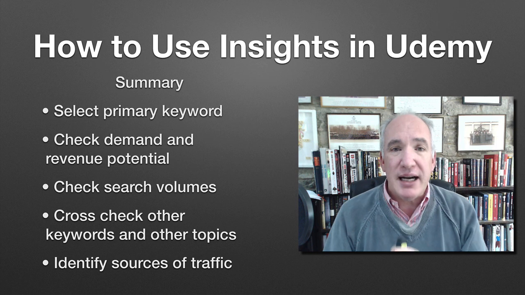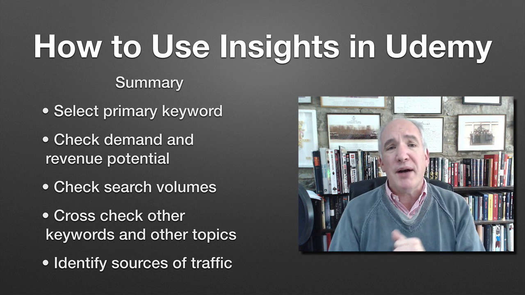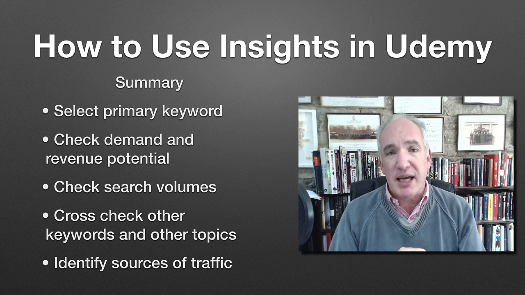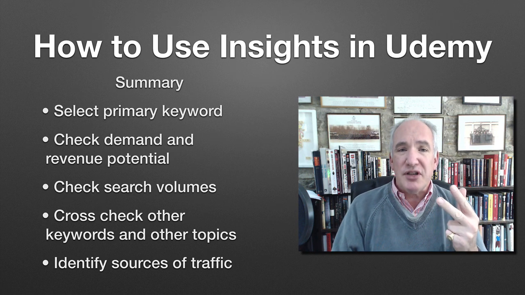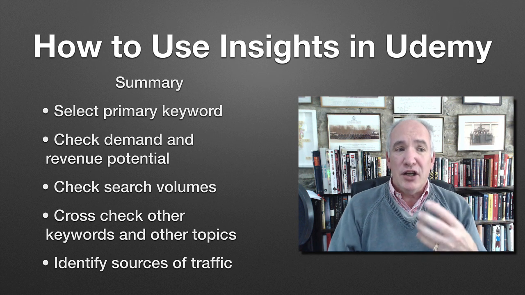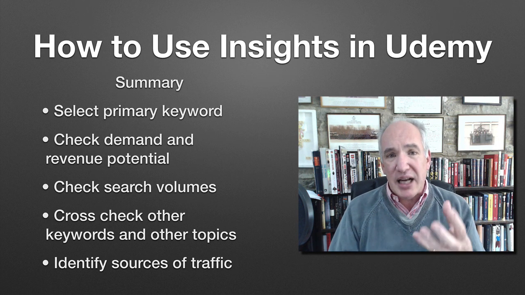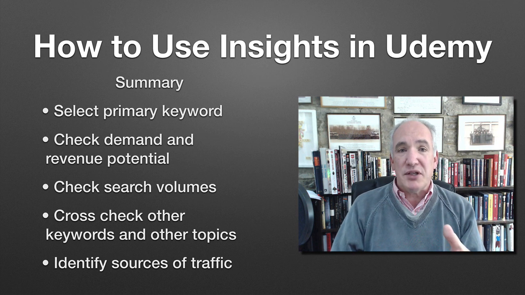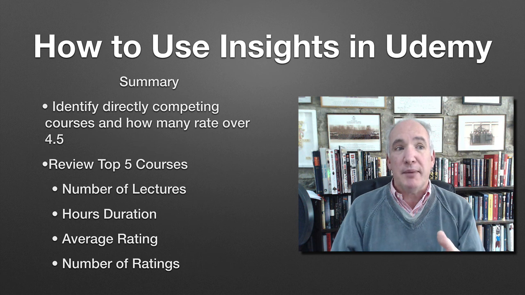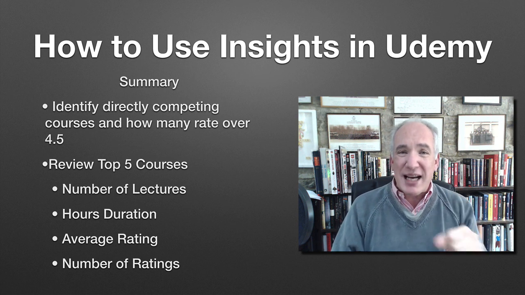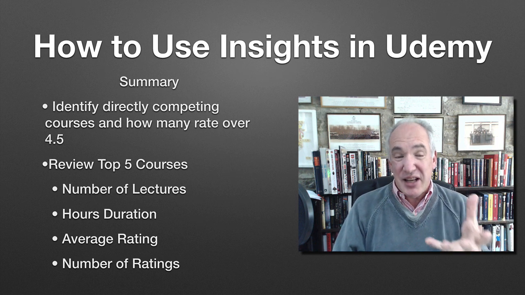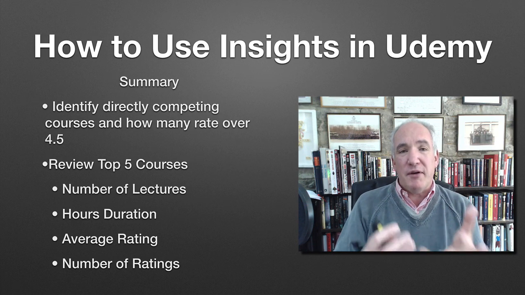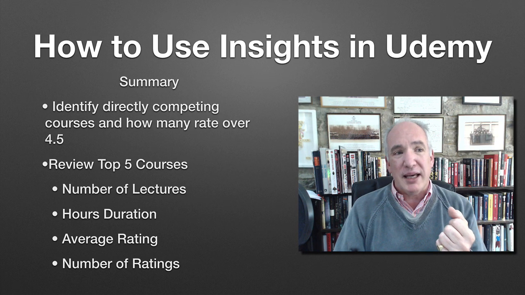So let's summarize and see where we've got to. What you have to do is to decide what your primary keyword for your course is. You then can check demand and the revenue potential. You can then look at the search volumes and see how high they are. You can cross-check against other keywords and other topics. You can identify the sources of traffic and see how much is organically from Udemy. You can identify the directly competing courses and see which ones are rating higher than 4.5. See the number of courses in total, and therefore it gives you a very close idea of what you need to do to start getting your course ranking even higher.